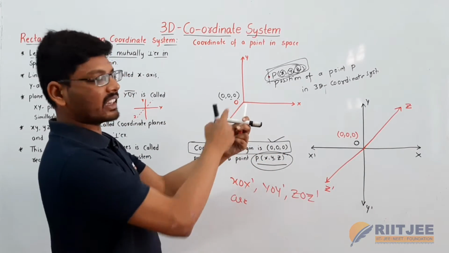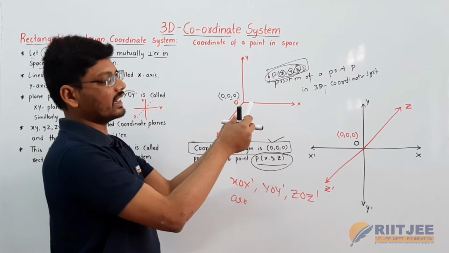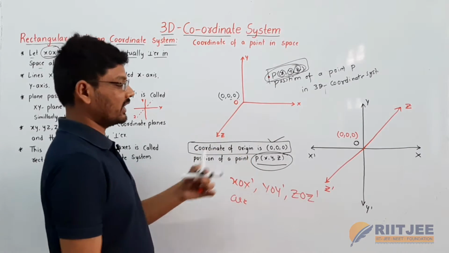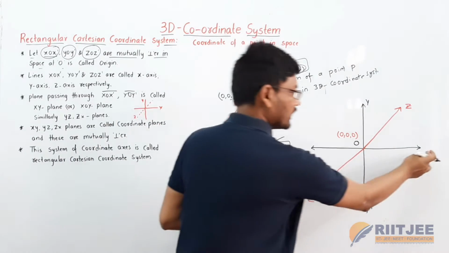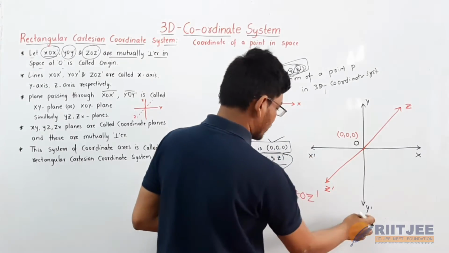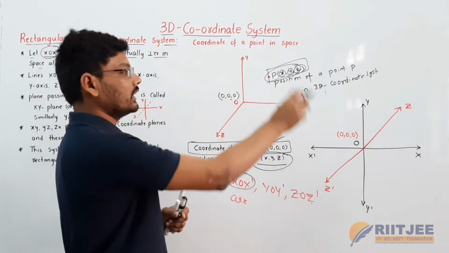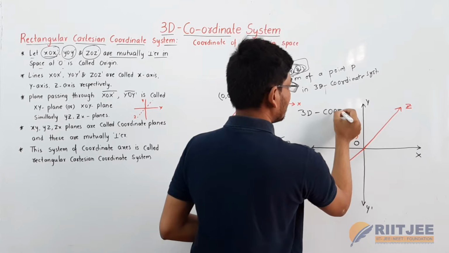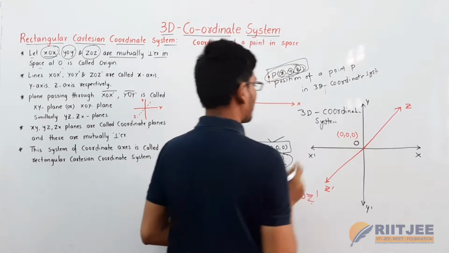If you compare x and y, they are perpendicular to each other at 90 degrees, and y and z are also mutually perpendicular, and x and z are also mutually perpendicular. Each and every line, X'OX, Y'OY and Z'OZ, is mutually perpendicular to the others in a 3D coordinate space, the 3D coordinate system. This is all about the first point.